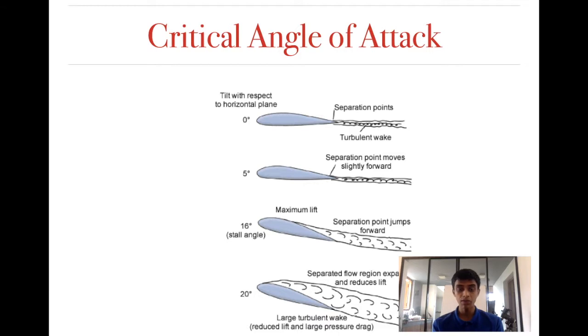If you increase it more than that, you can see that the airflow basically separates from the wing. The ones shown in curves is basically the turbulence, so we don't consider that. Okay. So basically at 20 degrees for this airfoil, the airflow will separate itself from the wing.